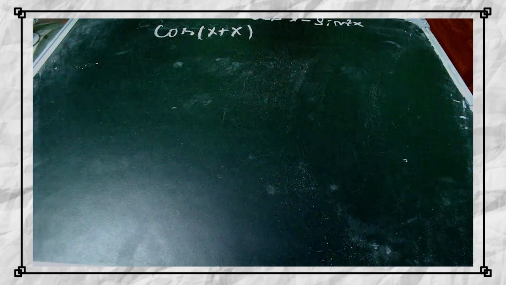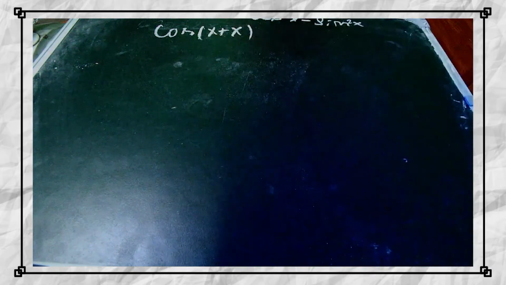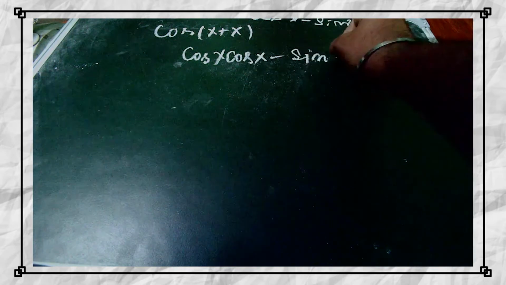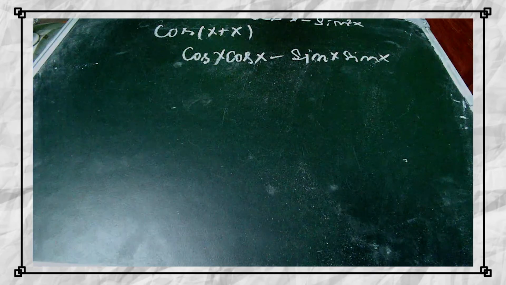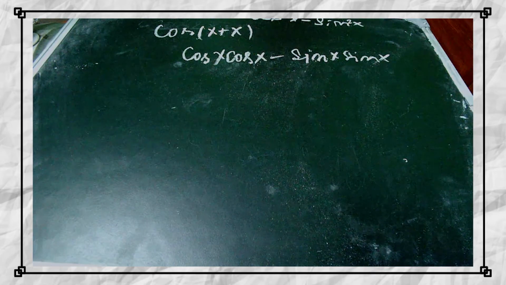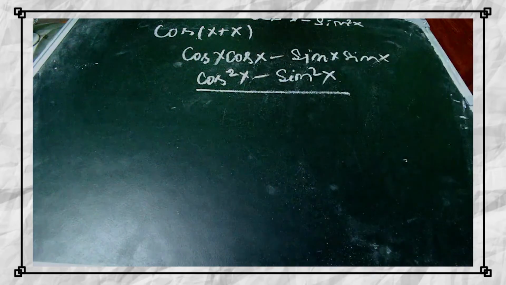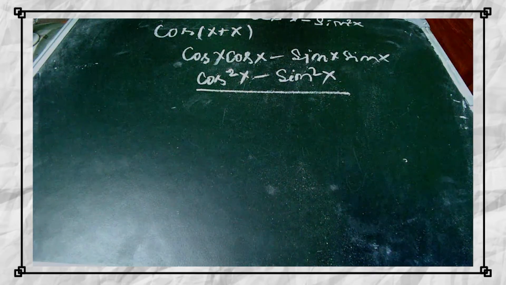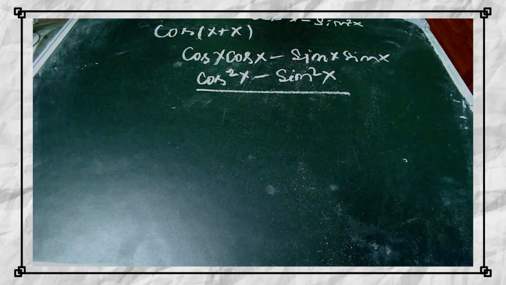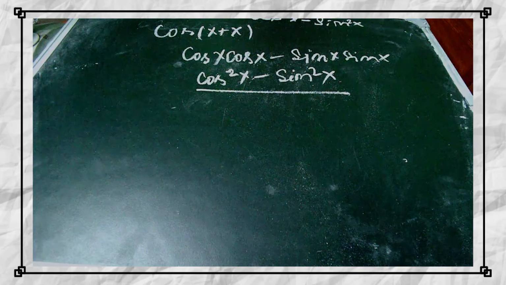Cos of 2x we can write as cos of x plus x, where a is equal to x and b is equal to x. So we can apply the formula of cos of a plus b, which is equal to cos of a into cos of b minus sine of a into sine of b. As a and b both are x, cos of x into cos of x is cos square x, and sine of x into sine of x is sine square x. So the value is cos square x minus sine square x. So this was the derivation of the formula cos of 2x equals cos square x minus sine square x.